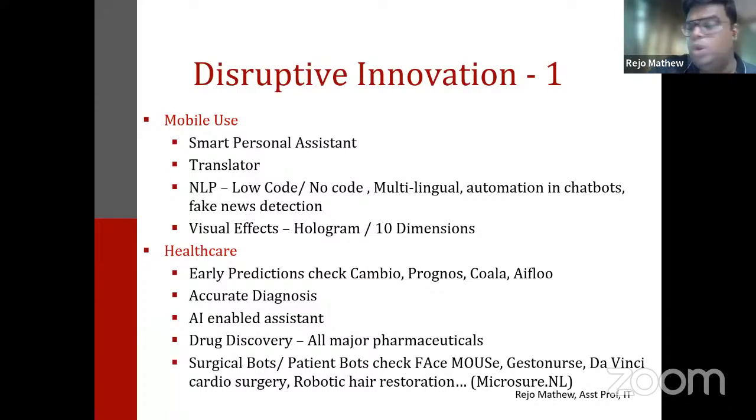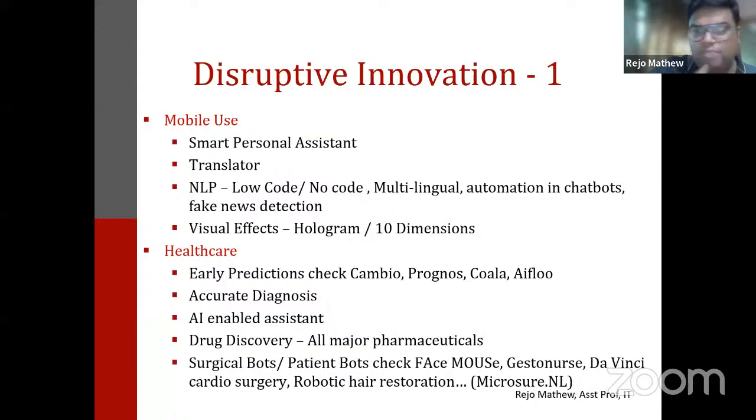And also we know about visual effects. We already know about holograms, which are very commonly used. And you will be surprised to know that from 3-dimensional and 4-dimensional, we have crossed to 10-dimensional. Now there are a lot of medical images and other images which are 10-dimensional. The advantage of 10-dimensional is that we can look at the in-depth values and in-depth perspective. It's a very helpful thing if there are 10-dimensional images or pictures.